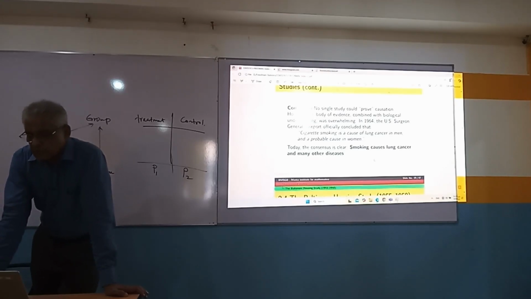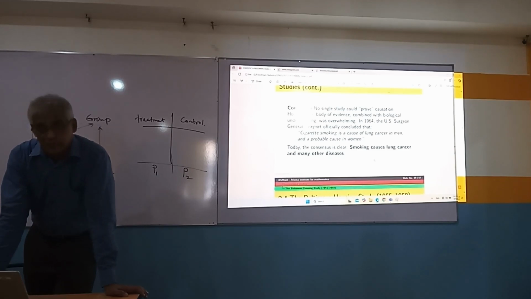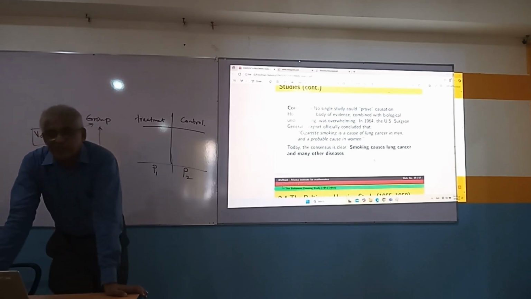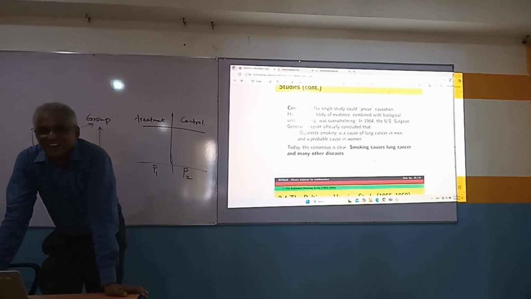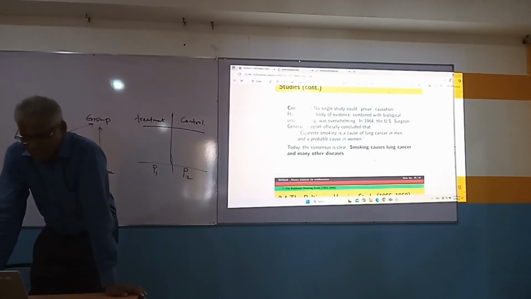Cigarette smoking is a cause of lung cancer in men and a probable cause in women also. So they have already seen that it is more true for men than women. But this might change a little later. For the moment, that's what we are observing.